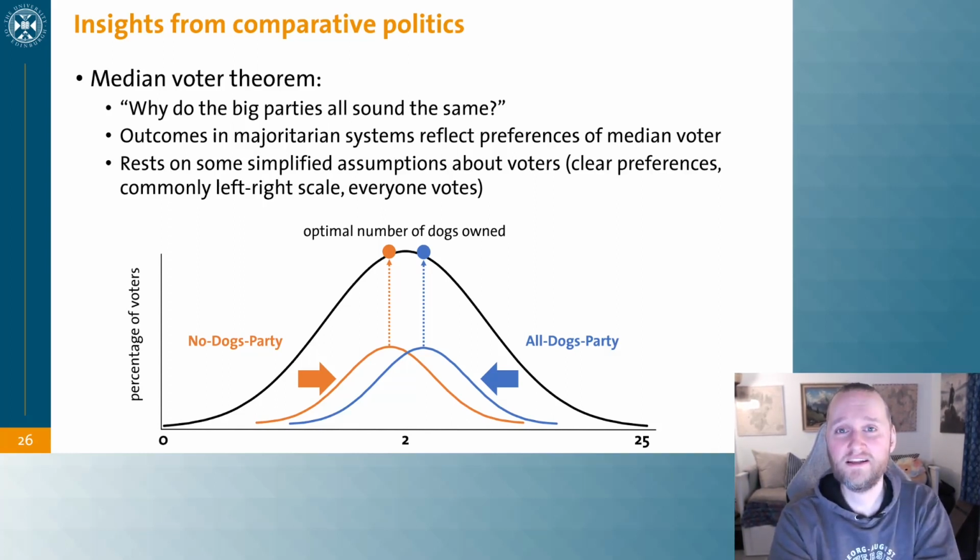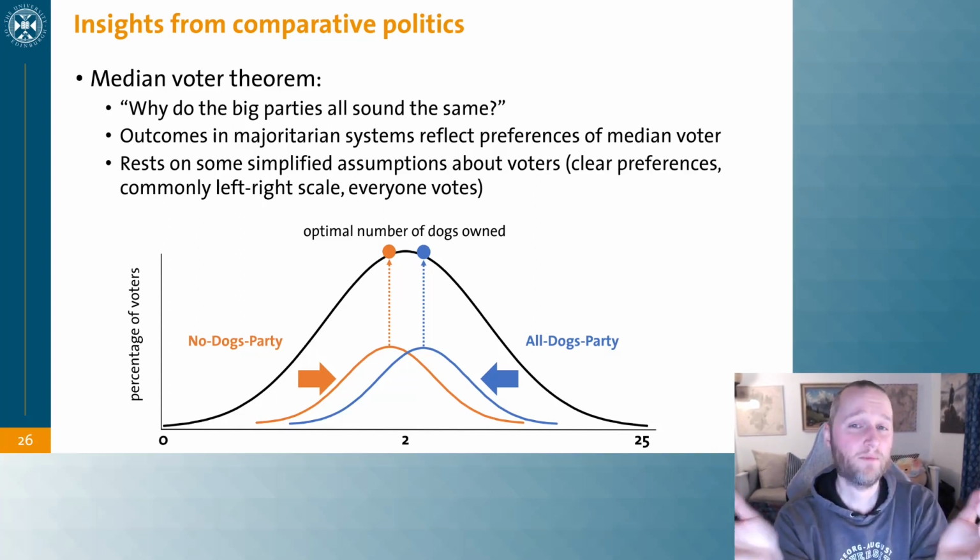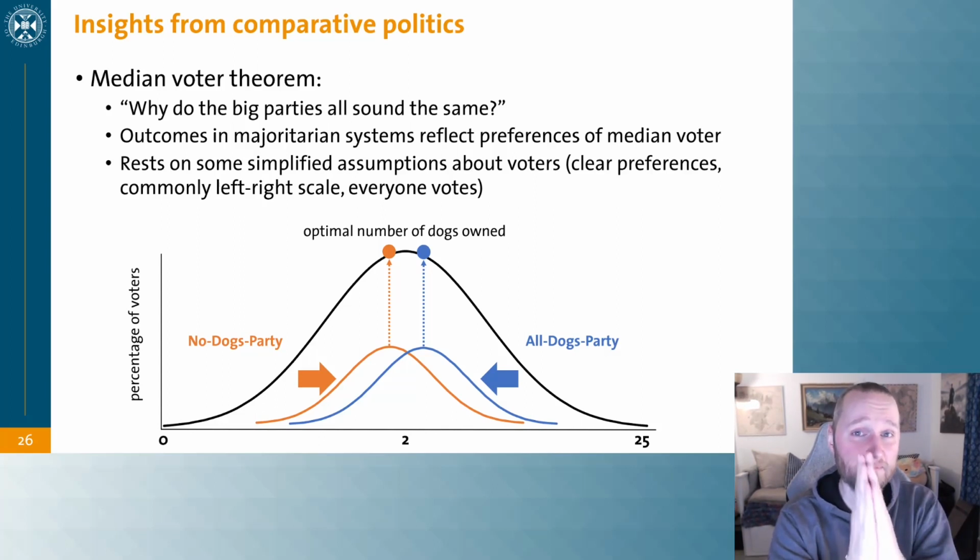So you really end up with two parties that, at least in name, should be vastly different, but because they both have an incentive to cater to the middle, because that's where the majority of votes are, and in the majoritarian system, that's all you care about.